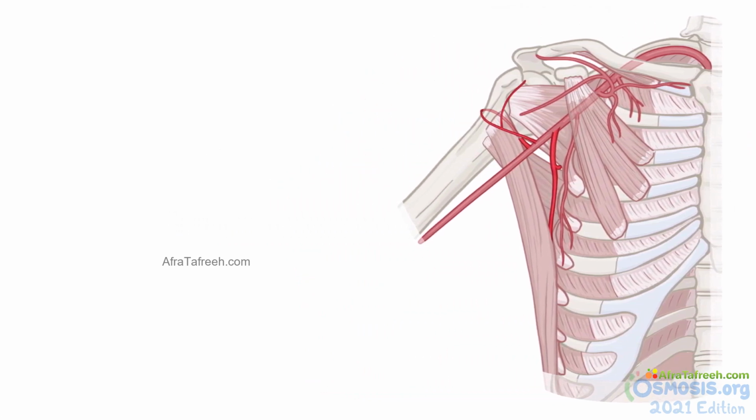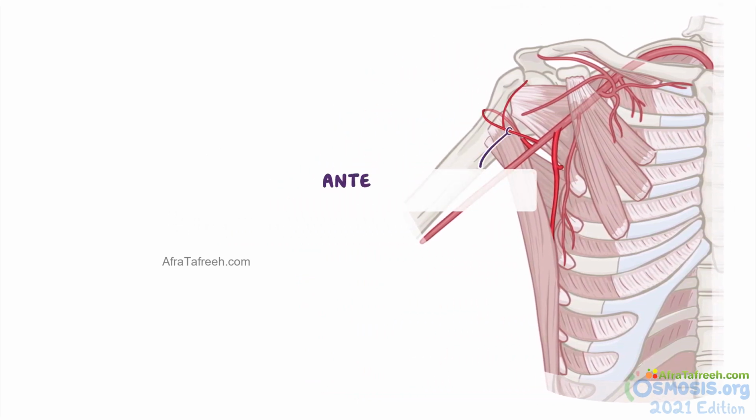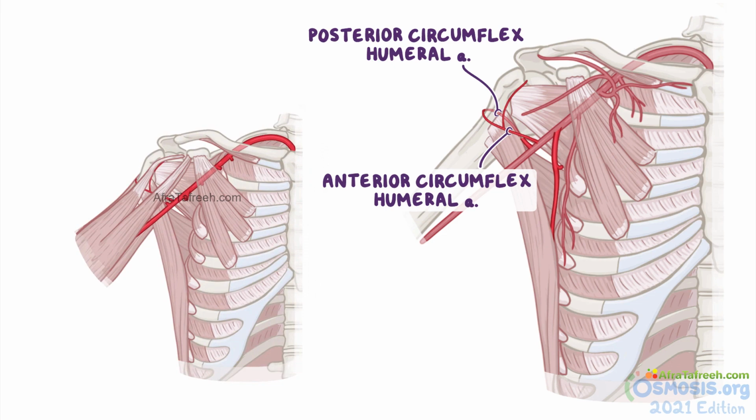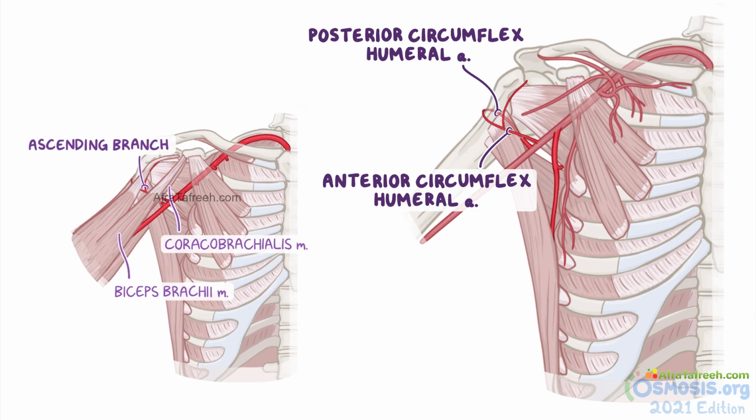The final two branches of the third part are the anterior and posterior circumflex humeral arteries, which can emerge from the axillary artery separately or as one trunk before dividing. These arteries encircle the surgical neck of the humerus and anastomose with each other, like an arterial hug for the humerus. The smaller anterior circumflex humeral artery passes deep to the coracobrachialis and biceps brachii and gives an ascending branch to supply the shoulder joint.